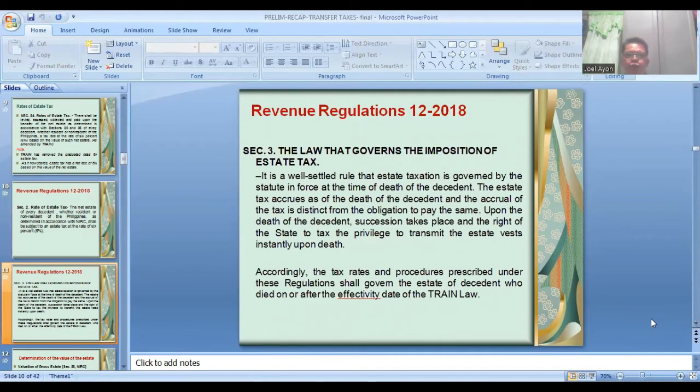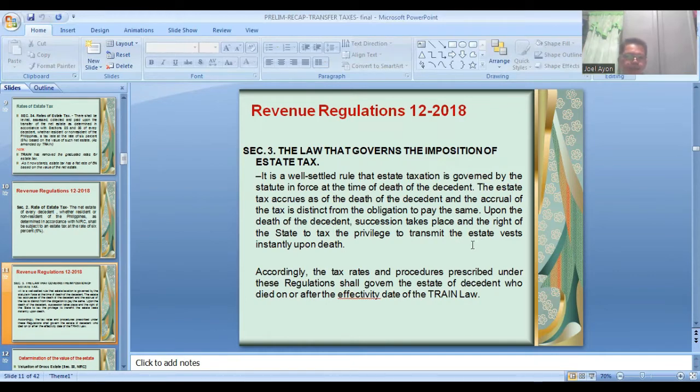Moving forward, in the same regulations, the legal basis for the imposition of estate tax is under Section 3 of the said Revenue Regulations 12-2018. Allow me to read. It is a well-settled rule that estate taxation is governed by the estate statute enforced at the time of death of the decedent. So the estate tax accrues at the death of the decedent, and the accrual of the tax is distinct from the obligation to pay the same.